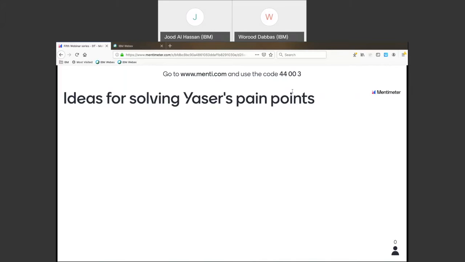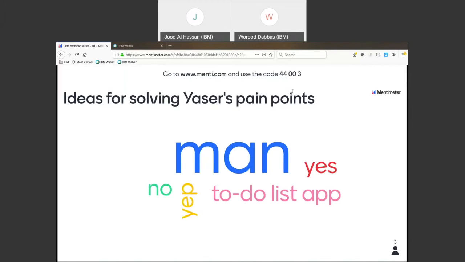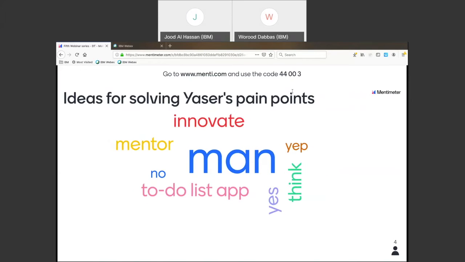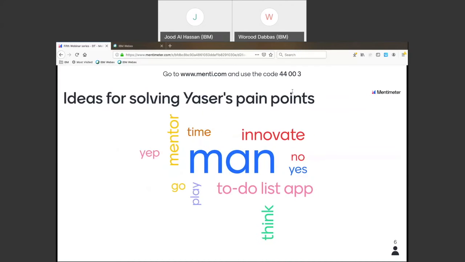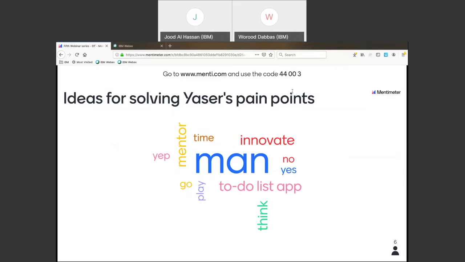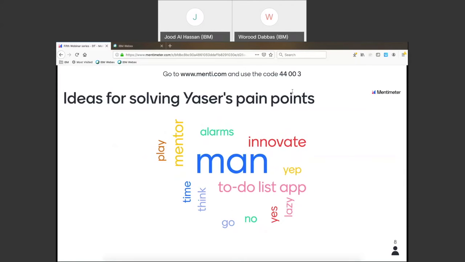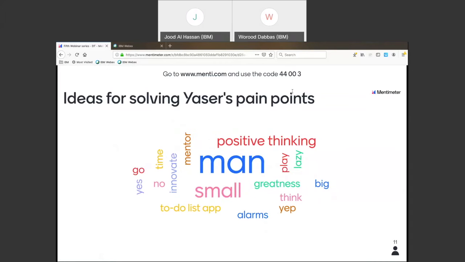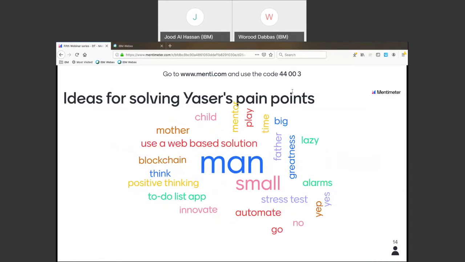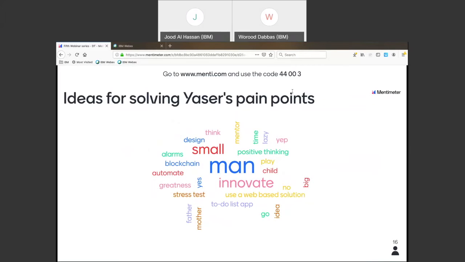So what we are trying to do now is that we got to know that Yasser is bored with his to-do list app. Wow, guys, you got the thing before I even explained it. Amazing. Okay, so basically what we are trying to do here is come up with ideas to solve Yasser's pain points. So what do we need? He actually needs someone or something that fixes his sleeping schedule, entertains him, makes him proactive. Look at these ideas.